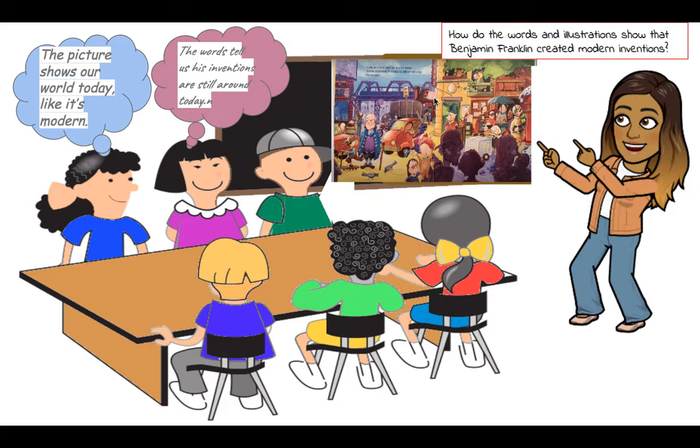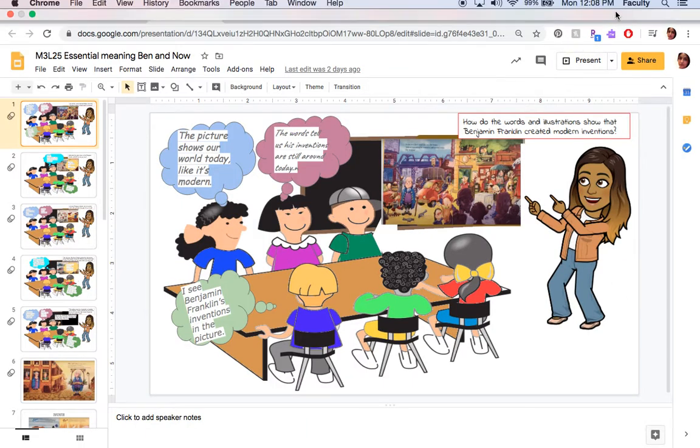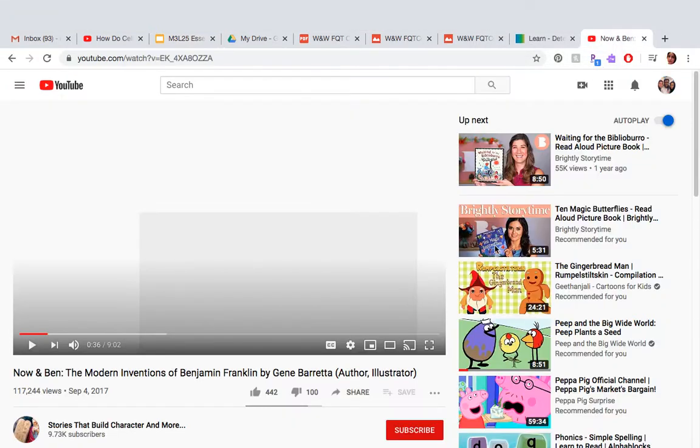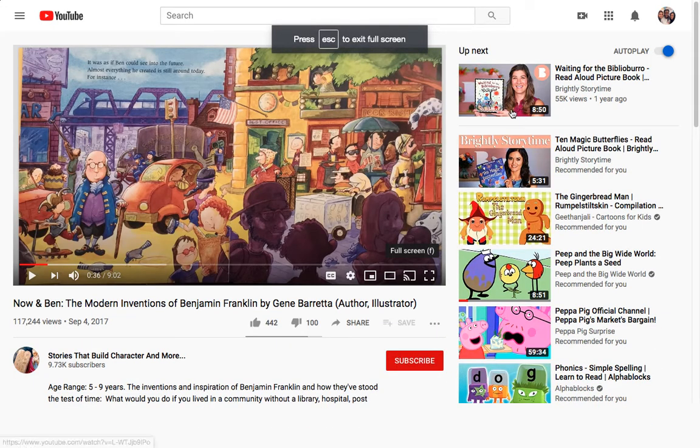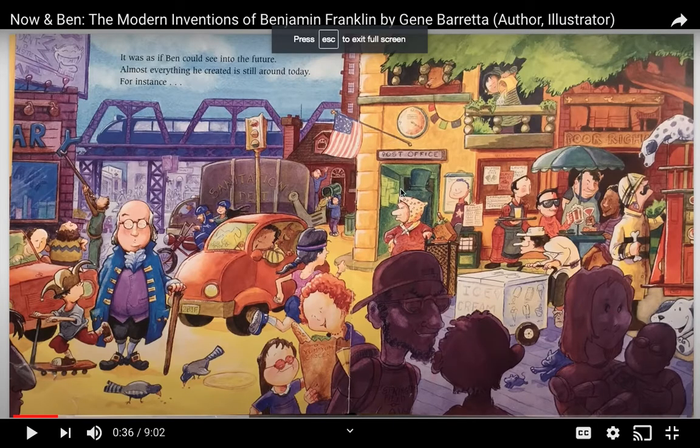What else, friends? What else in the words or illustrations? I see Benjamin Franklin's inventions in the picture. Do you? Well, looking back, like Ms. G just said, he helped with the firehouse and post office and sanitation department, right? So we're seeing different things he invented.